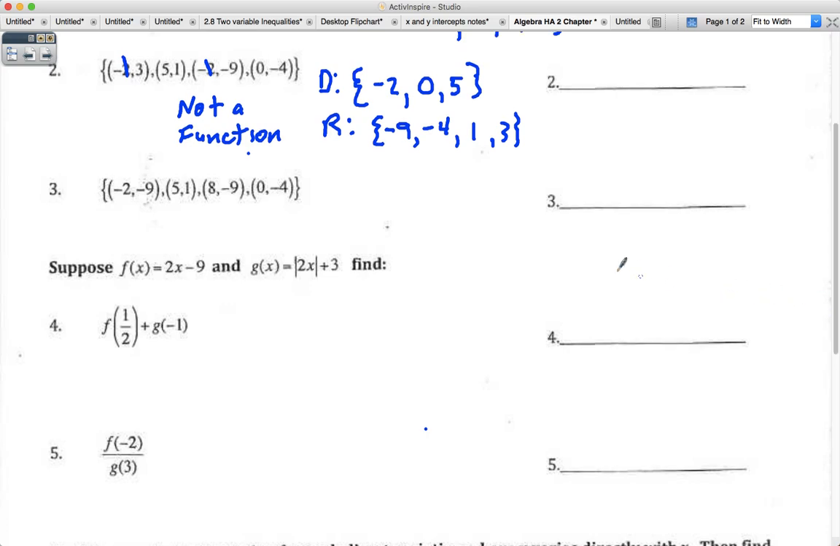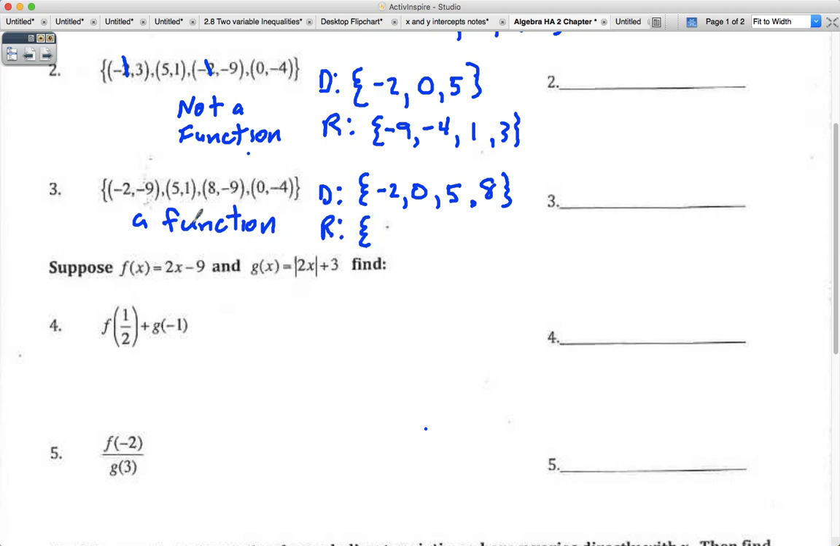Let's check out number 3. -2, 5, 8, and 0. So this is a function. No repeats of the domain. Now let's tell you what the domain is in numeric order. -2, 0, 5, and 8.